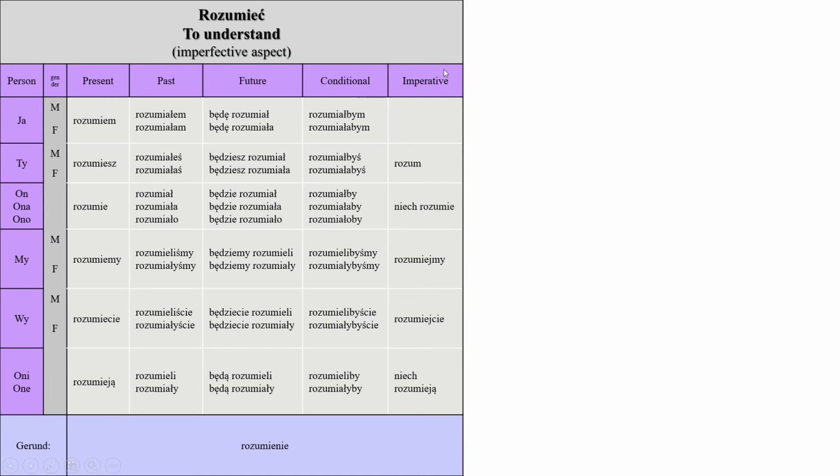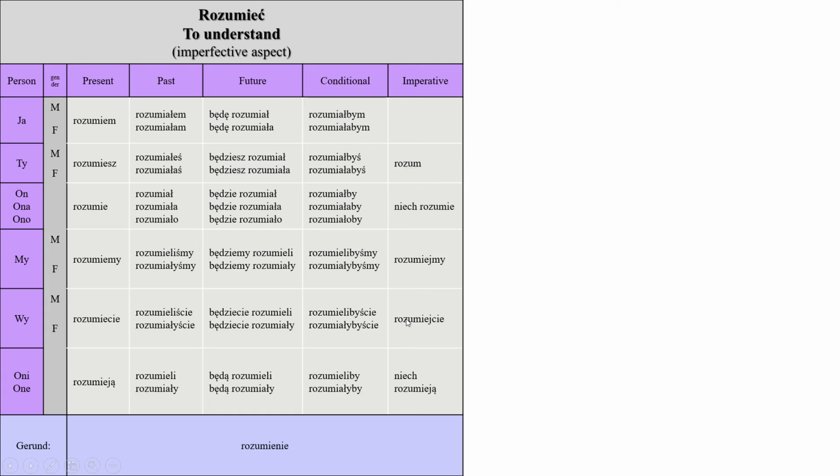The imperative is all about making the word sound abrupt. So rozumieć, rozum. So ty rozum, understand. It's like you're ordering someone to understand. Niech rozumie, let him understand. Rozumiejmy, let's understand. I mean, yeah, it can be used.